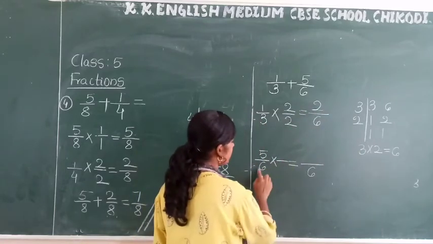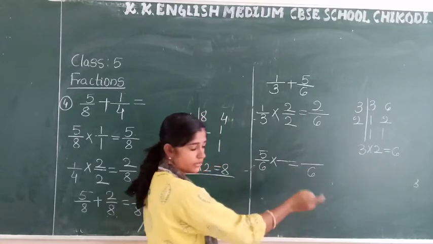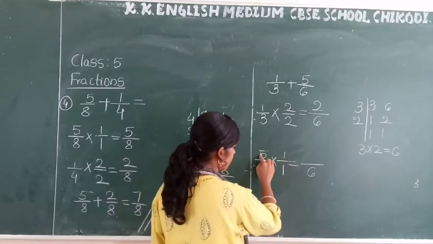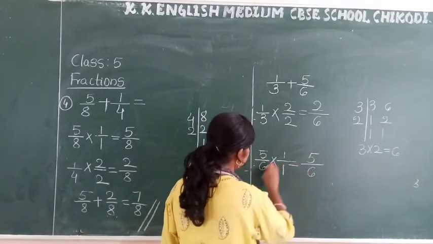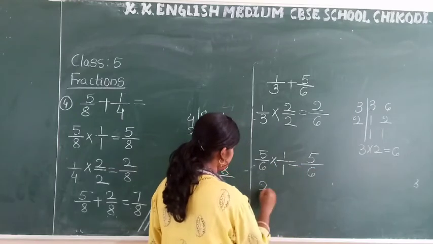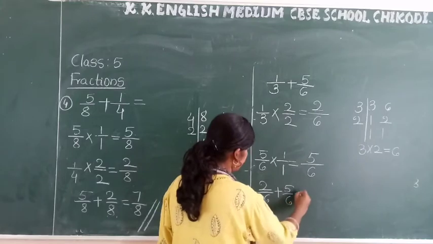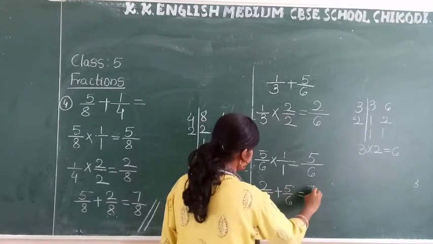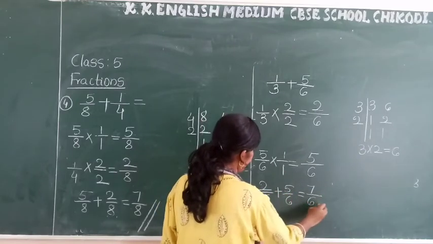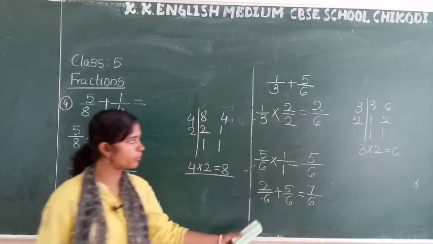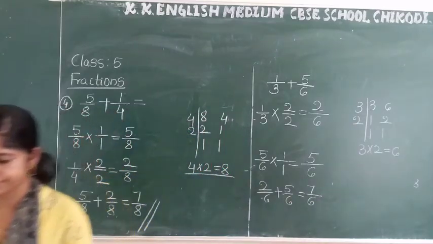Okay. Next, here 6 is there. How much is 6? 6 1s are 6. 5 1s are 5 and 6 1s are 6. Okay. 2 by 6 plus 5 by 6. Then write here 2 plus 5 is 7 and 6 is as it is. Okay. I hope you understood this concept.